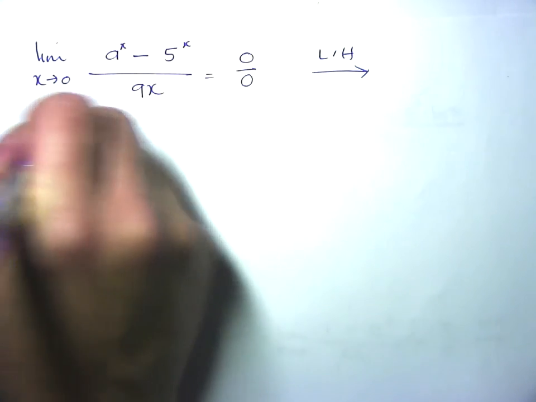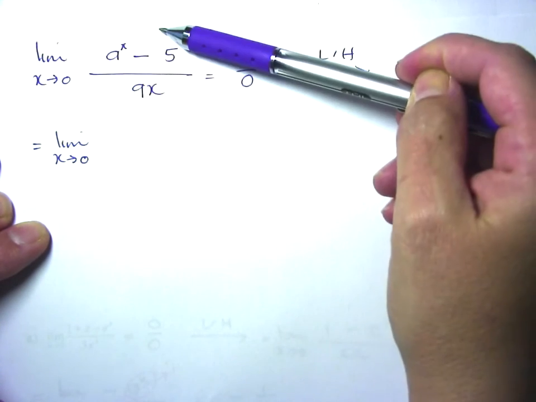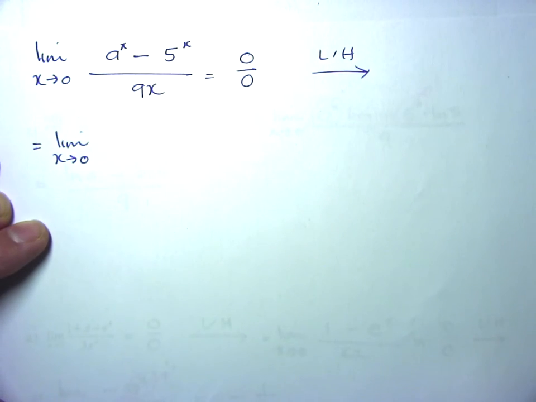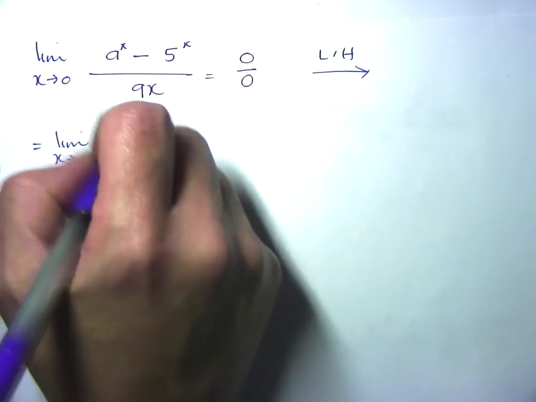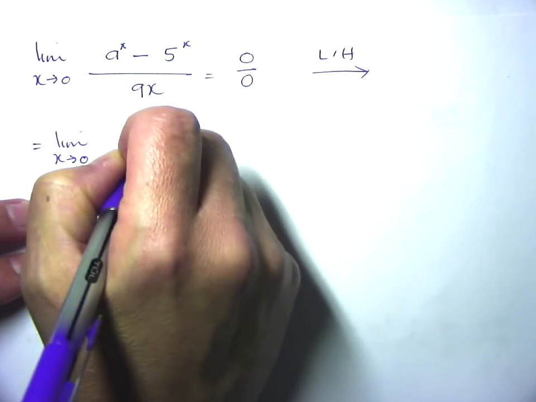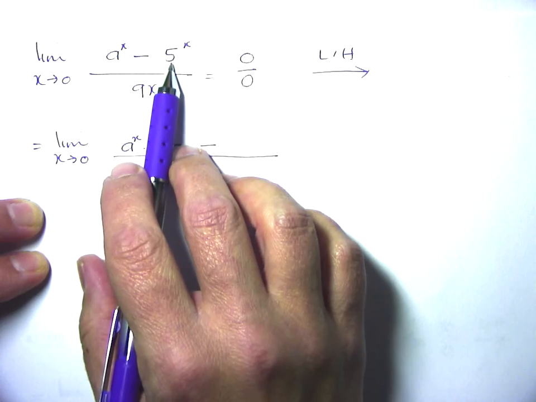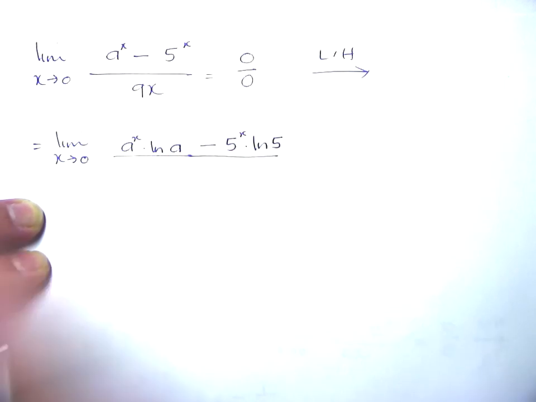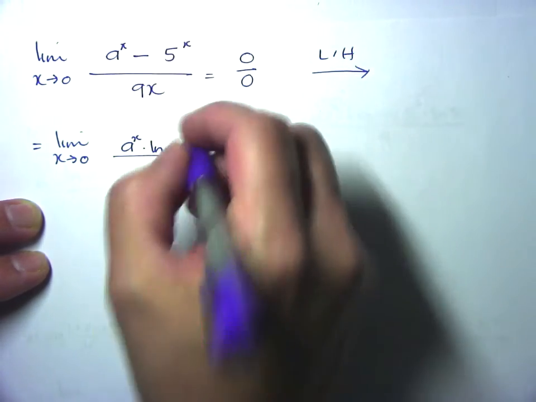So now I can go ahead and apply this rule. That means we get to equate this limit to a limit of the derivative of the numerator divided by the derivative of the denominator. So let's take the derivative of the numerator. The derivative of a raised to the power x is a to the power x times natural log of a, minus the derivative of 5 to the power x, which is 5 to the power x times natural log of 5. All over the derivative of 9 times x, which is 9.